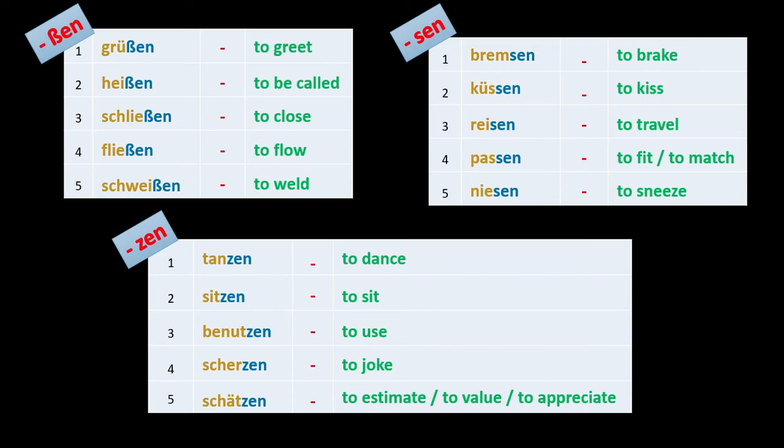Verbs with the ending zen. Tanzen, to dance. Sitzen, to sit. Benutzen, to use. Scherzen, to joke. Schätzen, to estimate, to value or to appreciate.